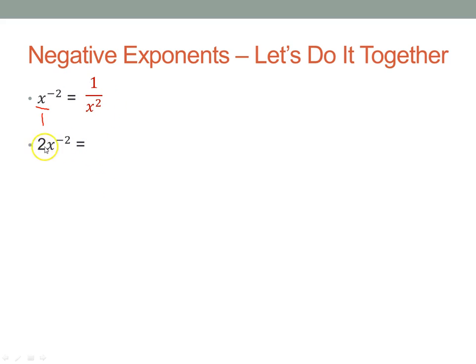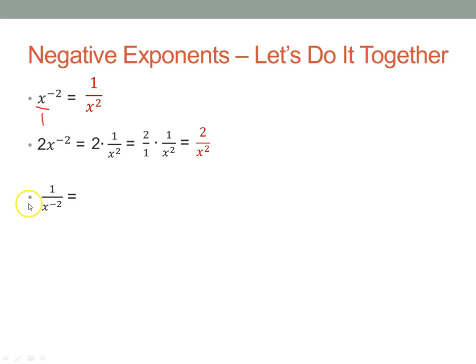Now let's add a coefficient here. So I have 2 times x to the negative 2. I'm going to treat this x to the negative 2 the same way. But now this 2 I'm going to treat as I would normally treat it, where I'm multiplying. So this can really be broken out into 2 times 1 over x squared. Notice x to the negative 2 is 1 over x squared. And then with fractions, I can make 2 into a fraction, 2 over 1. And with fractions, I just multiply across. I multiply my numerators to get 2, multiply my denominators to get x squared, and that's my final answer.